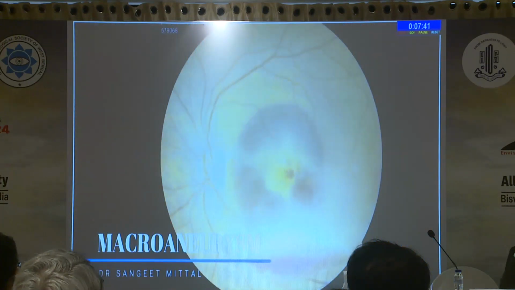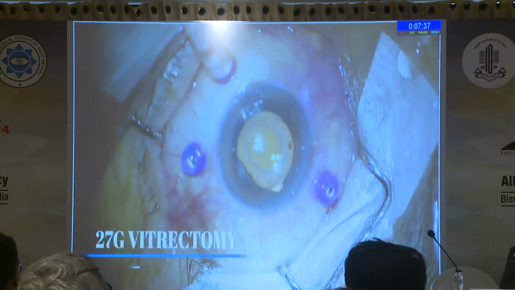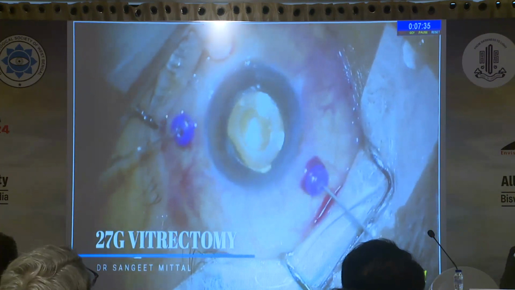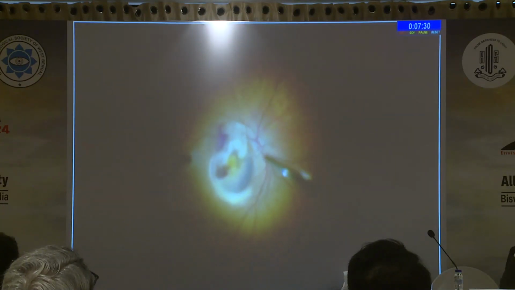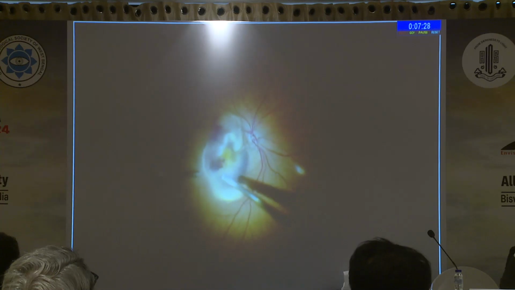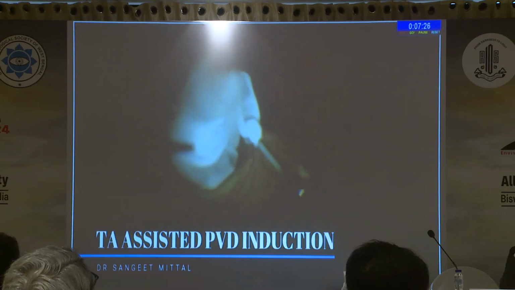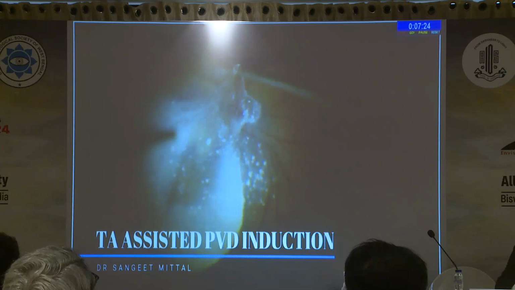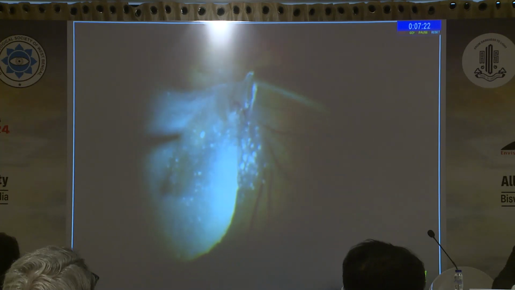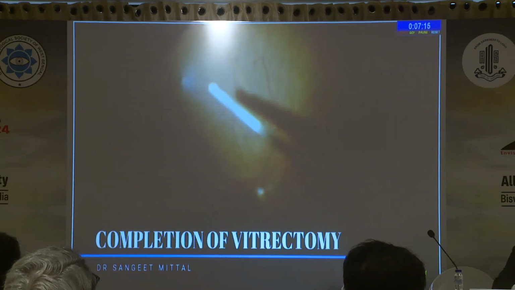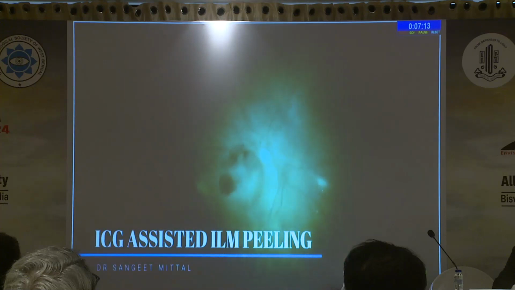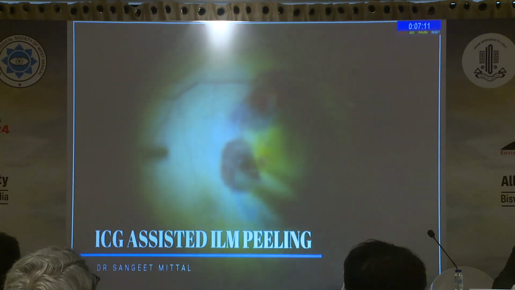A 42-year female presented with macroaneurysm, pre-retinal, sub-ILM and subretinal hemorrhage. 27-gauge vitrectomy was done without base excision. PVD was induced with the help of triamcinolone. Vitrectomy was completed. ILM peeling was done using ICG dye and the sub-ILM blood was washed away.